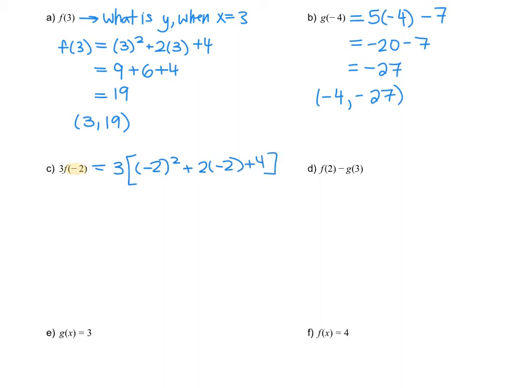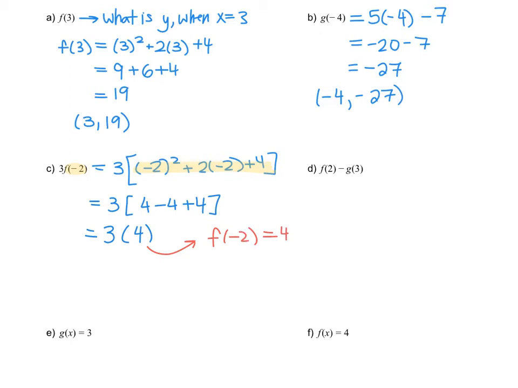And I'm going to clean up that f at -2 first. So I'm going to do all of this in the square bracket before I deal with that 3. That 3 is the last thing on my mind. So 3 stays there. And then negative 2 squared is positive 4. 2 times negative 2 is negative 4. And then the plus 4. And if we continue cleaning that up, 4 minus 4 is 0, plus 4 is 4. So f at negative 2 is equal to 4.